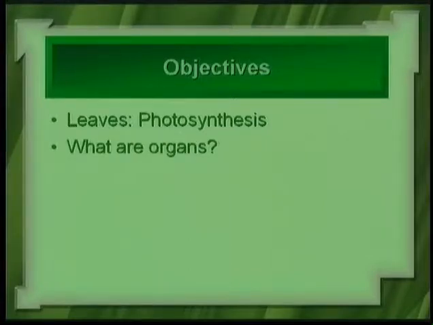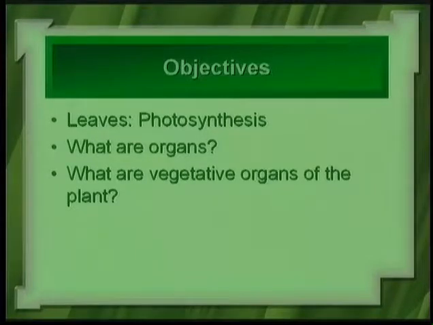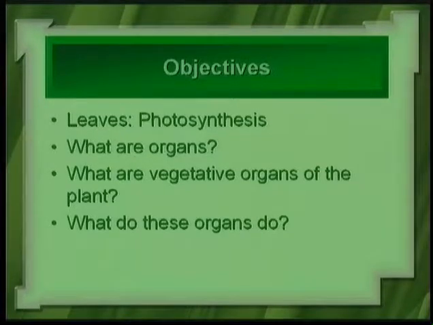Okay, we did talk about organs. Organs are comprised of tissues, right? And in plants, they are the root, the stem, and the leaf. Those are the vegetative organs of the plant. Root, stem, and leaf. Okay, vegetative organs. And then what do they do?